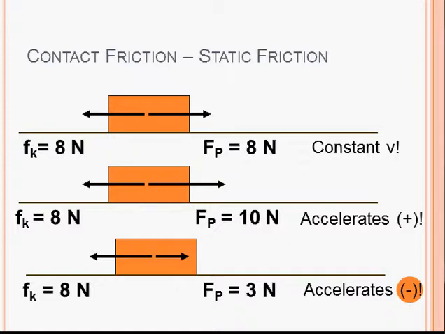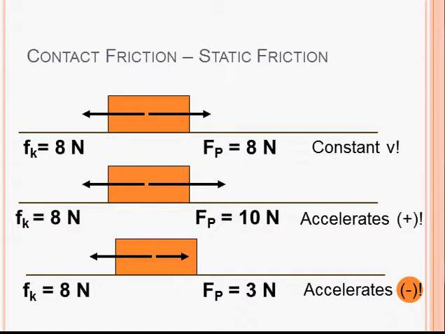Okay, this is one of the classic forms here. Basically, we're giving it enough force to keep it moving. It's not going to speed up. It's not going to slow down. Now, if we increase our push to 10 newtons, now we're really overcoming the kinetic friction, and it's going to accelerate positively. So it's going to get faster.